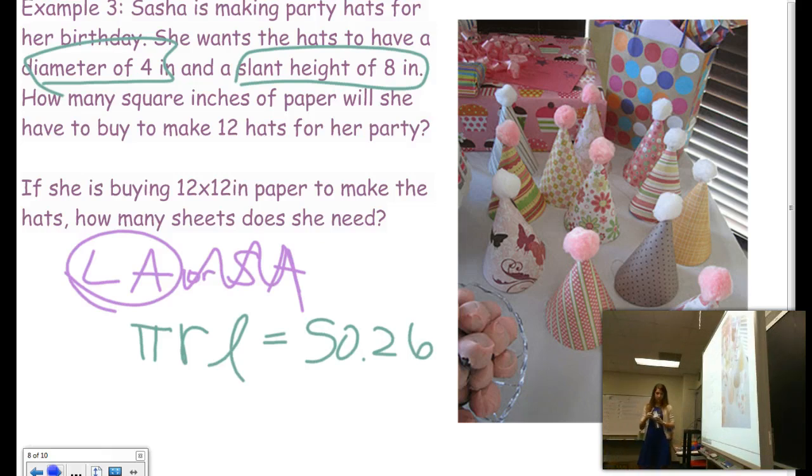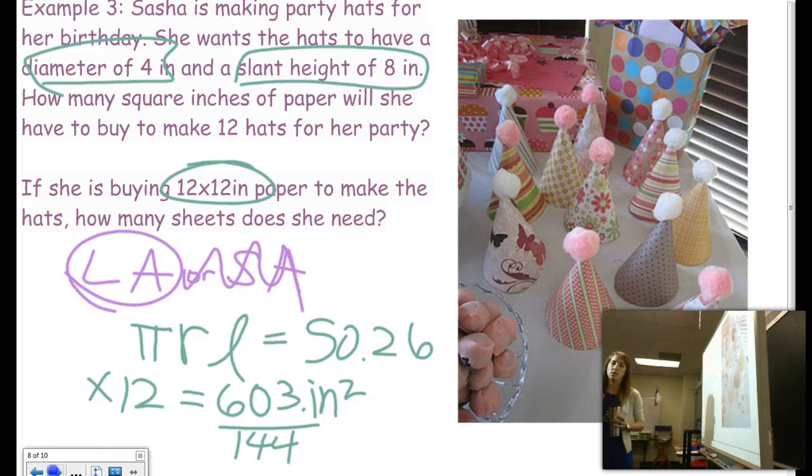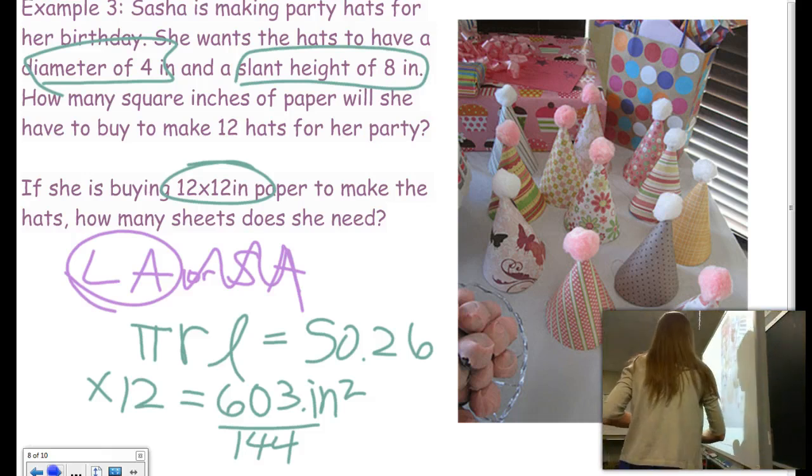603. Okay, so 603 is awesome. 603 square inches of paper is how much I would buy. Now, paper comes 12 by 12. What is 12 by 12? 144. So divide this by 144 and you'll know how many sheets of paper I'm going to buy. But that's only if you're going to use the scraps of paper. That's another story. So 5 sheets of scrapbook paper at the store.